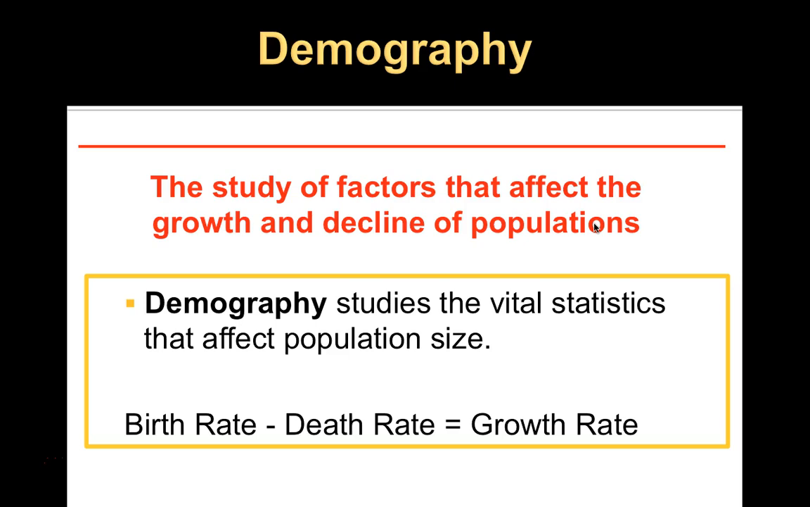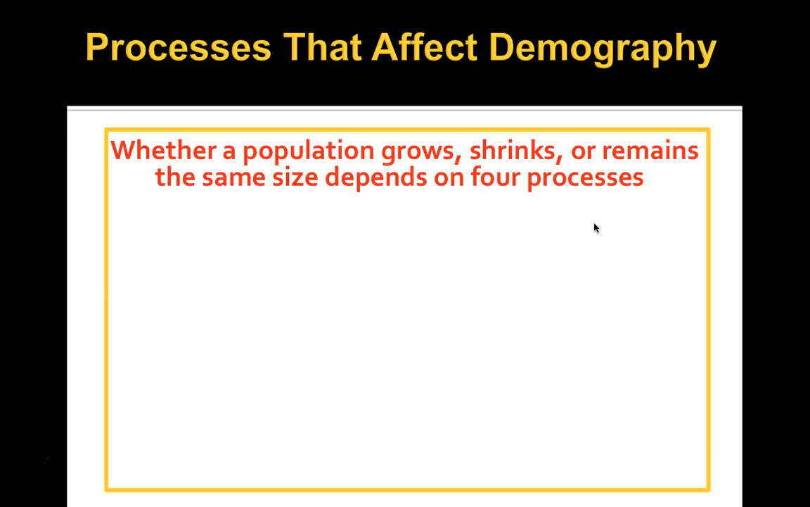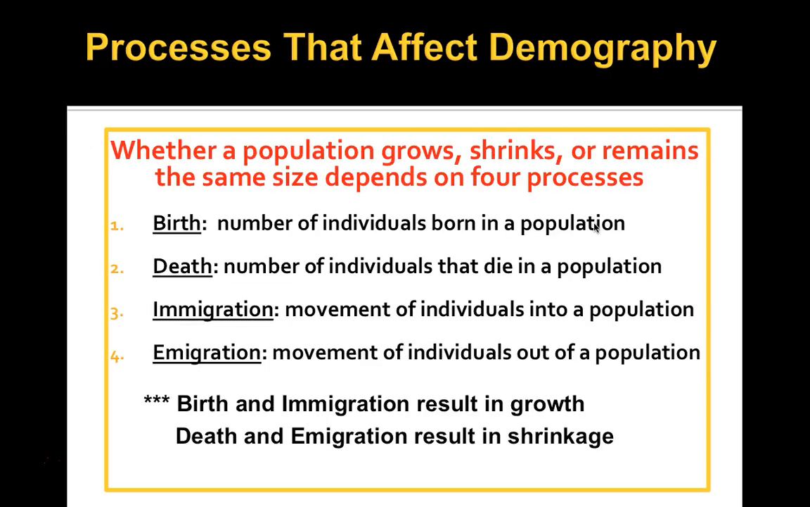Demography is the study of statistics that affect a population size. Statistics such as birth rates, death rates, immigration, and emigration are all factors that affect population size. We all know what birth and death mean, but immigration and emigration may not be so familiar. Immigration is when the individuals move into a population, and emigration is when individuals move out.